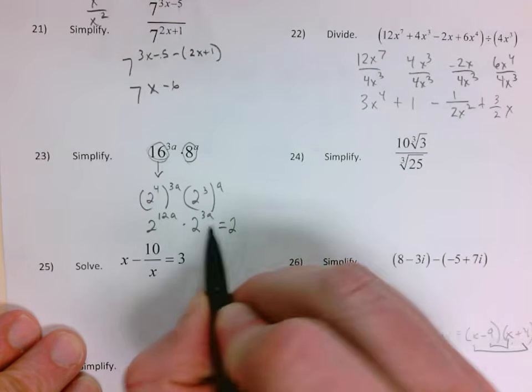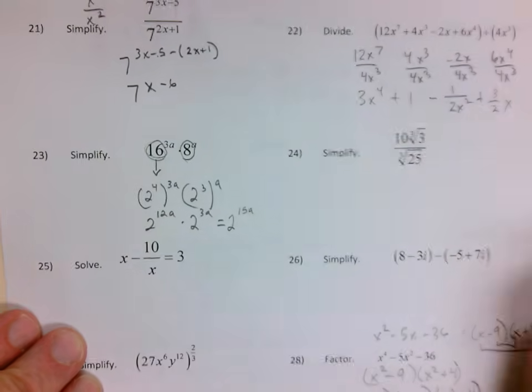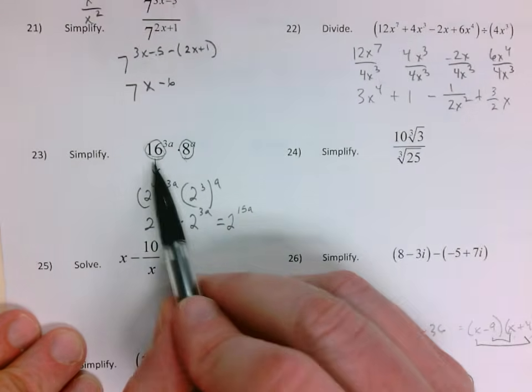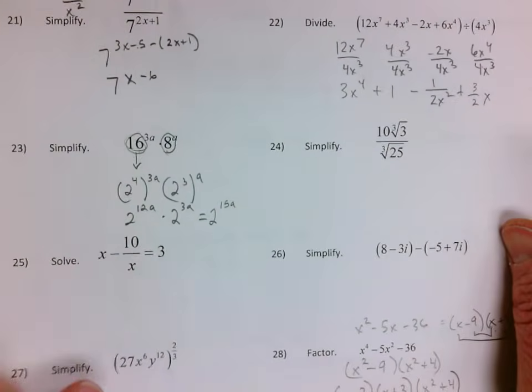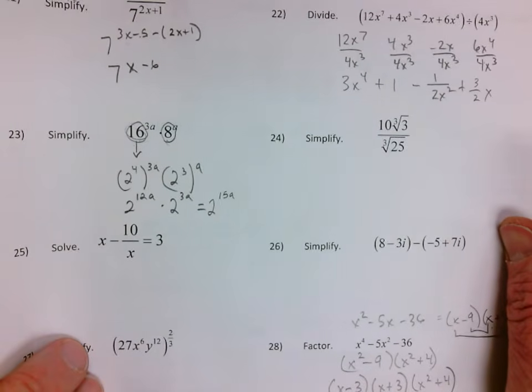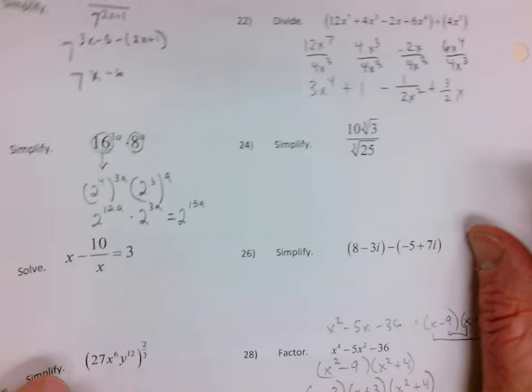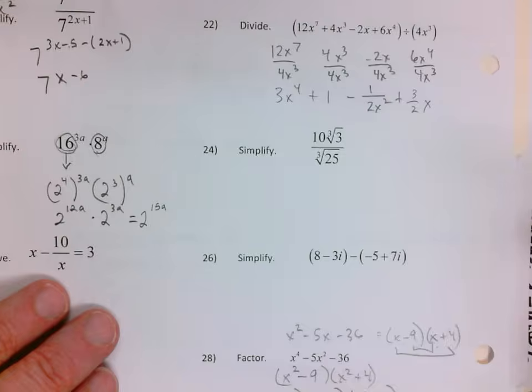Now you can add your exponents, 2 to the 15a. Do not multiply these two together. You will be shocked by an algebra taser for algebra fouls.